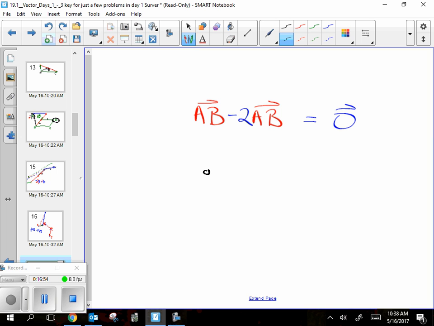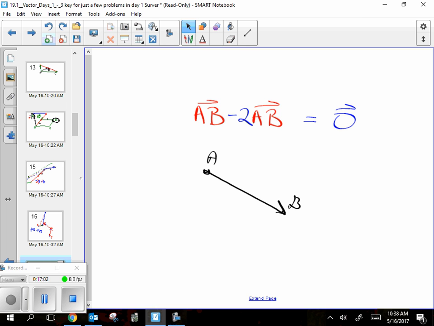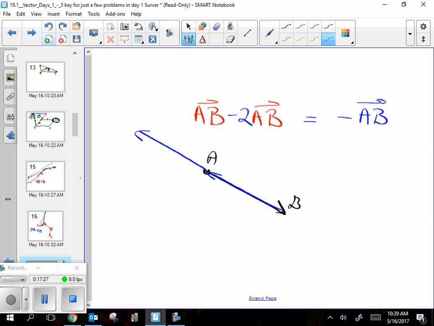So if I decide AB this time is going to go like this, and you could have picked anything for this, then minus 2AB means I'm going to go back here and then go back the opposite direction, so my final answer is that it's now going the opposite direction as it was in the first place, right? So how did you guys write that? I'm curious. Negative AB. I like it. Notice it's not negative 2AB. It's negative AB. It's the opposite of whatever direction you drew it in the first place. Yes?